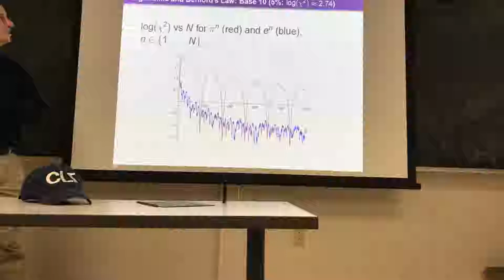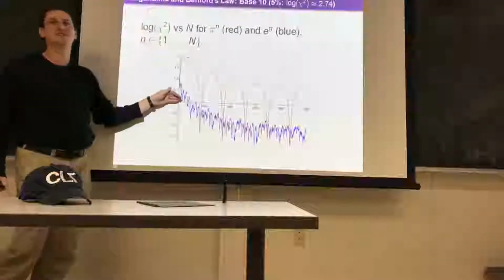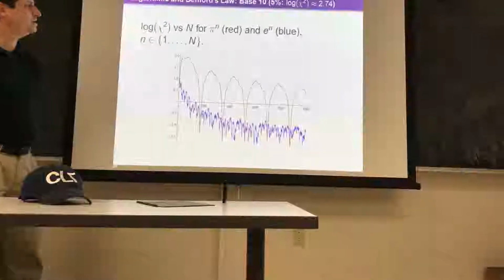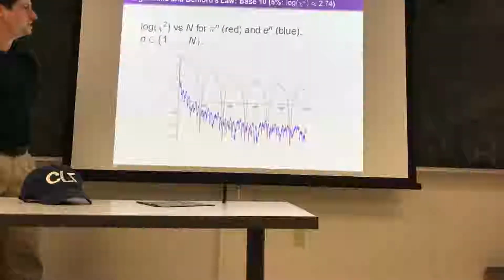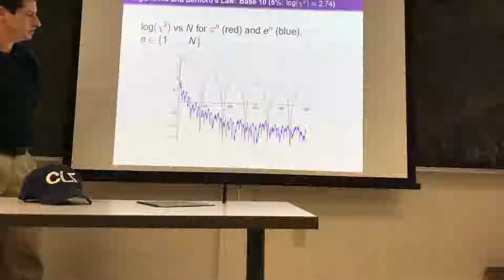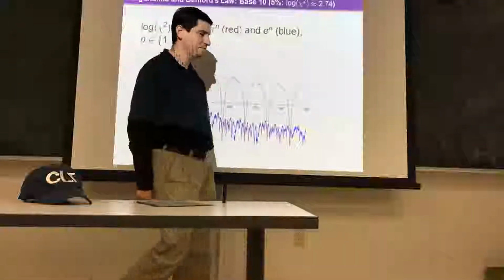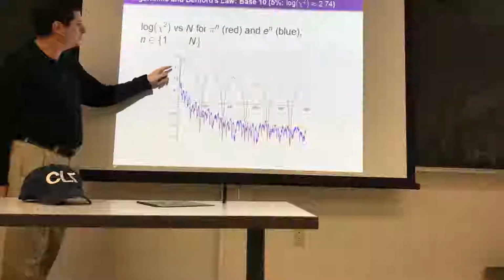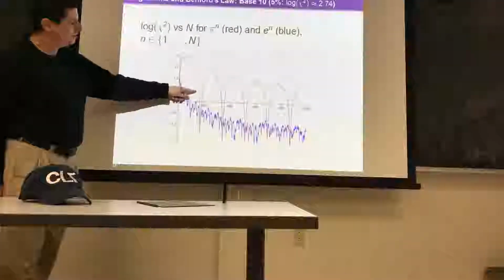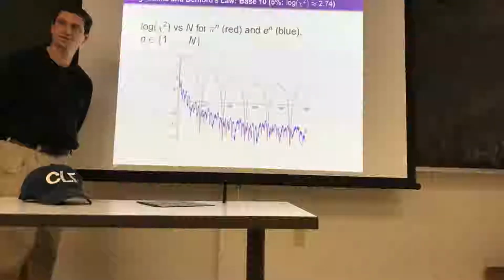Traditionalists. All right. So I'm going to plot log of the chi-squared because this will allow me to compress things. I'm going to plot it for pi to the n and e to the n. So pi to the n is red, e to the n is blue. And you can see the chi-squared values of e to the n are actually pretty small. The chi-squared values for pi have some interesting fluctuation.